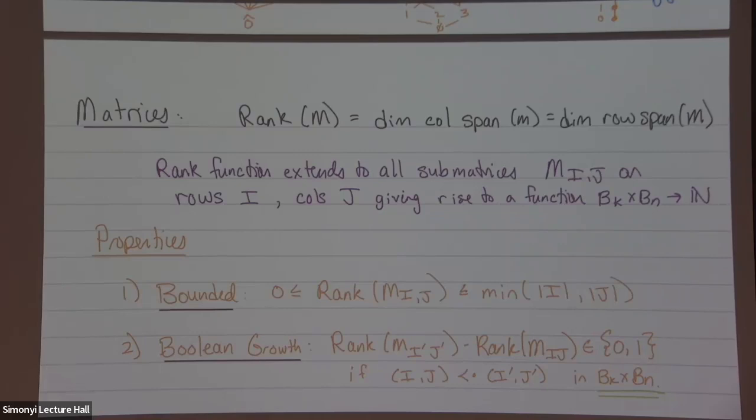And what are the properties of those kinds of functions? Well, they're going to be bounded. So if you have a k by n matrix, let's say to start off with, then the rank of any submatrix is between 0 and whatever the minimum is, k or n.